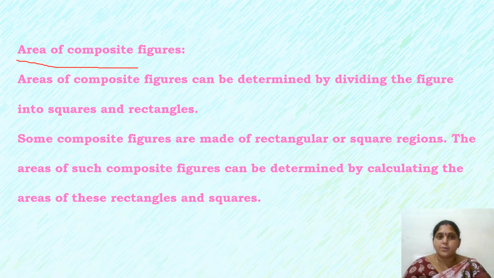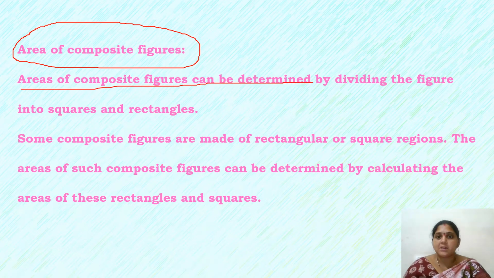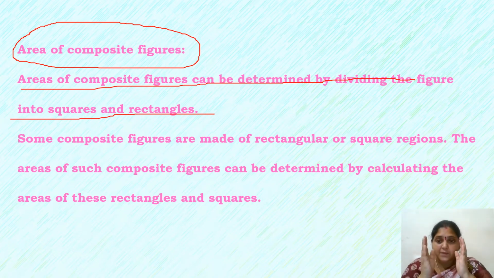Area of composite figures. Composite figures means what? Areas of composite figures can be determined by dividing the figure into squares and rectangles. Composite figures means figures which are not in a specific shape. They are in different shapes.